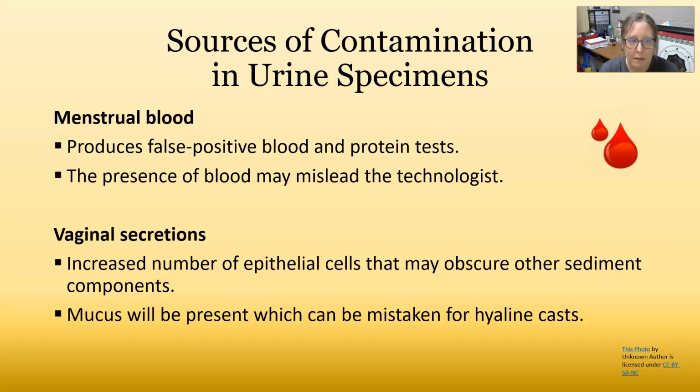So, for the menstrual blood, if the blood flow is pretty heavy, this could be an instance where a catheter might be the better option to get accurate testing. If the flow is not too heavy, then a midstream clean catch should be able to do the trick.